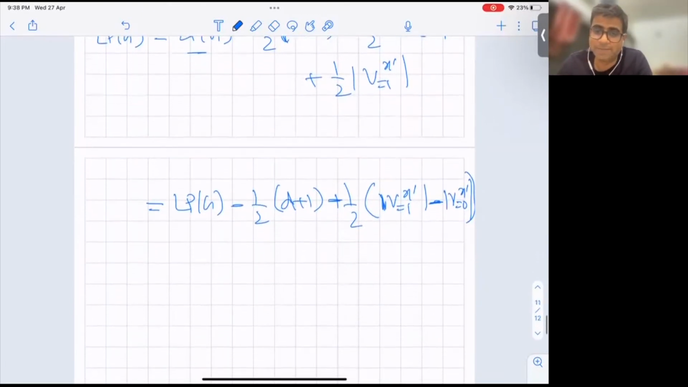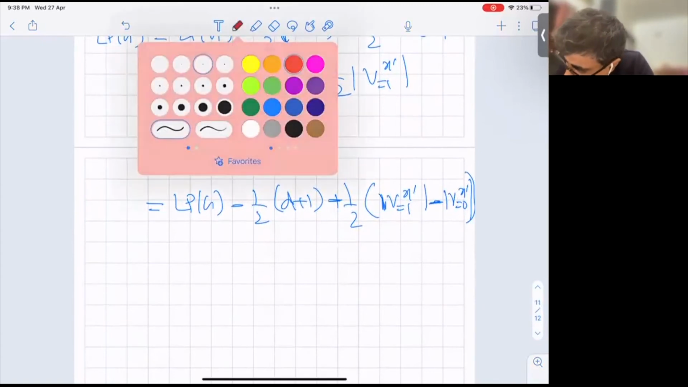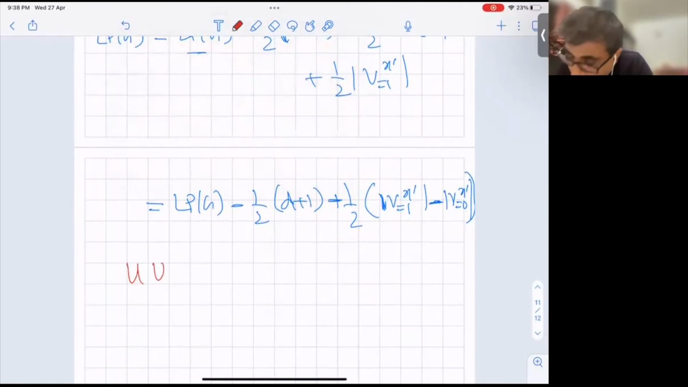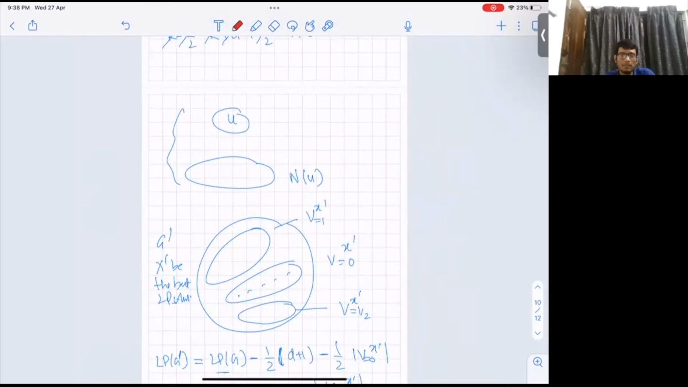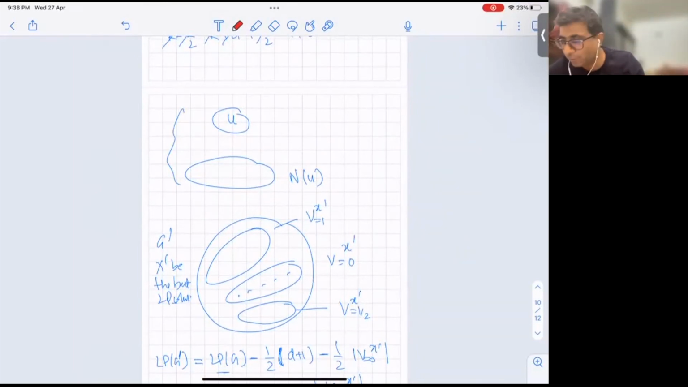Now you tell me, there's a funky thing happening. Now look at U union V1 of x prime. What is this? Look, this was U, and here is some V1 of x prime. They are an independent set because all the neighbors of U are N(U), which you deleted. So if you give me any independent set of G prime, I can add U, and that's an independent set. Okay, is that fine?